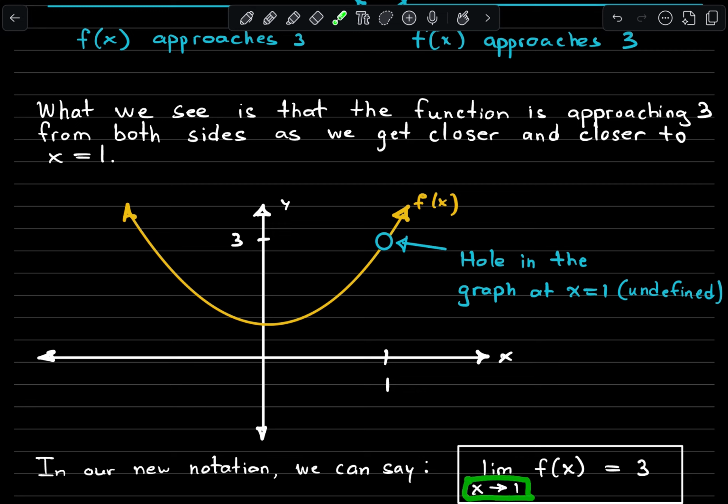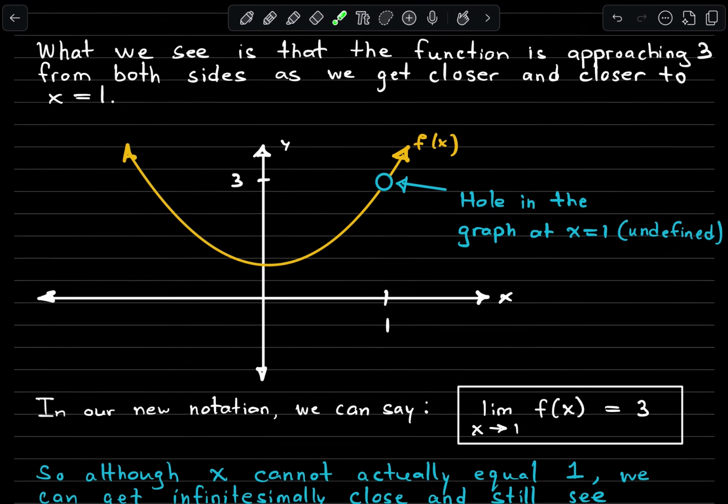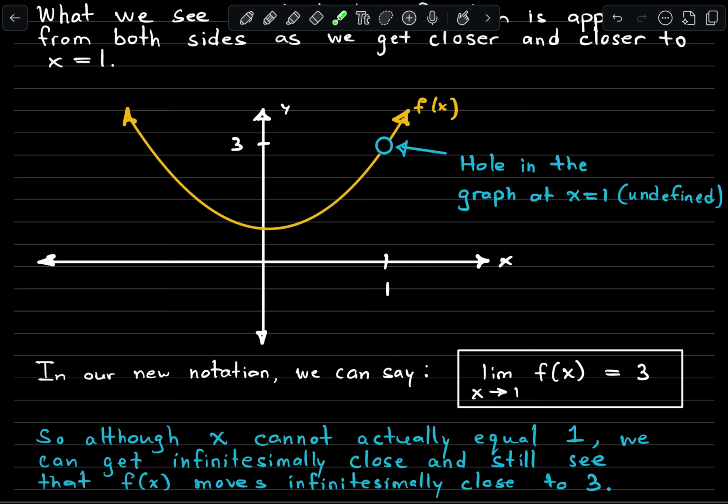Okay, so this portion is talking about your x-axis, or your x behavior, and then this part is talking about your y behavior. What's the function behavior in the y direction? Just like we're saying, although x cannot actually equal 1, we can get infinitesimally close and still see that f of x is moving infinitesimally close to 3.